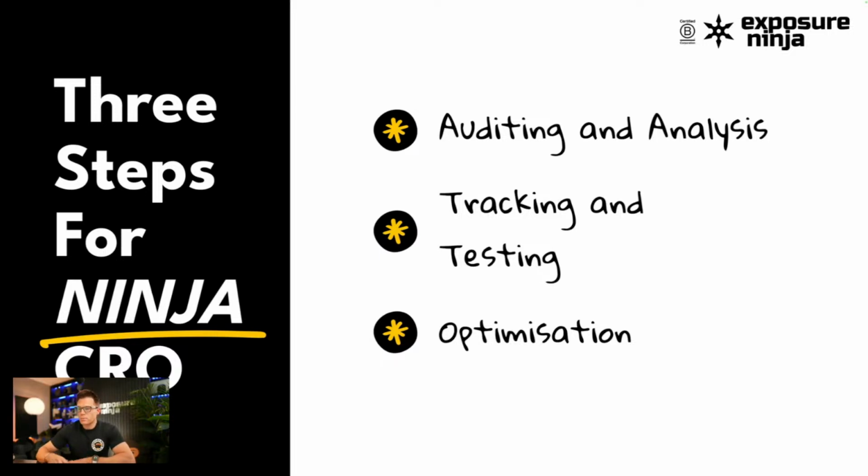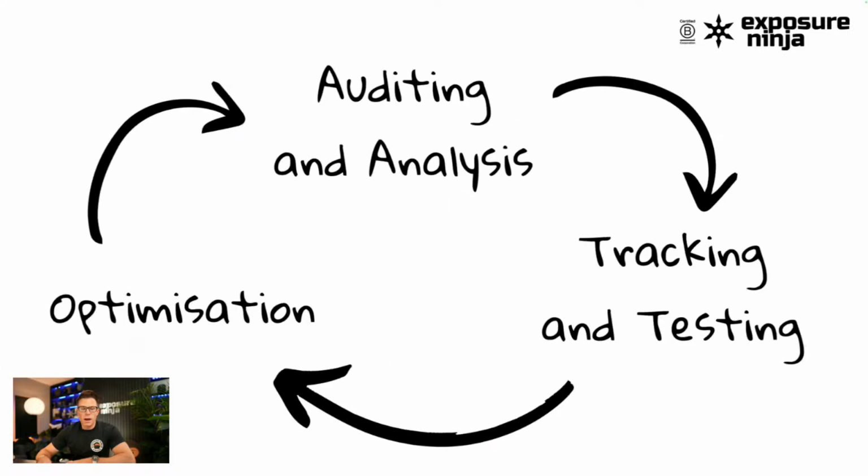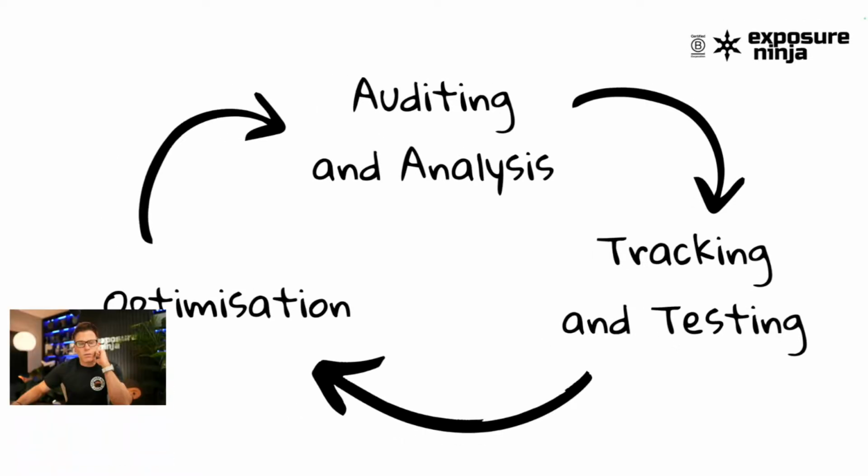So these 3 stages, they never really stop. They exist in this sort of constant cycle. CRO is never ending, as we will see, because however much you've improved the performance of your website, there is typically always further that you can go.